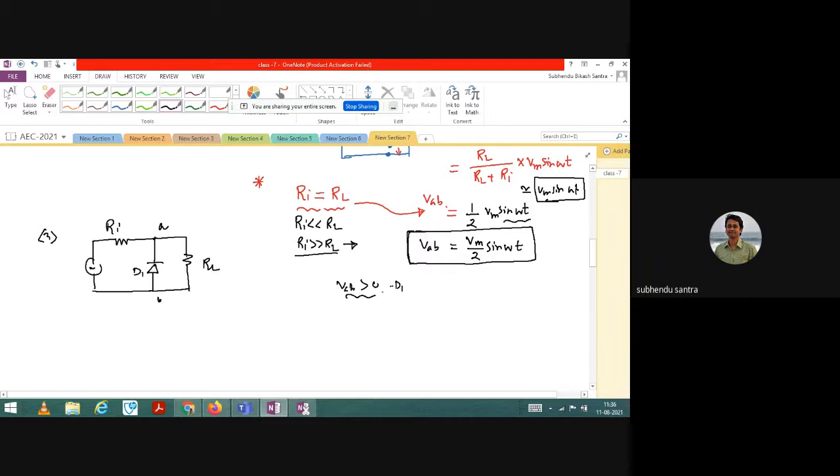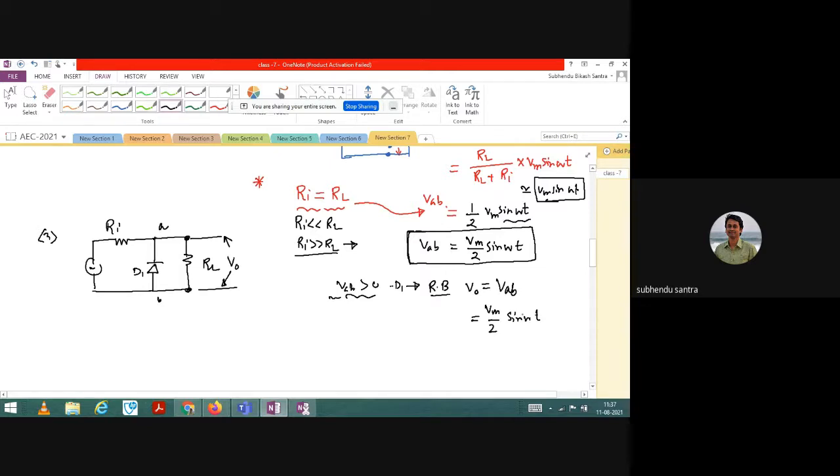Tell me, if VAB is greater than 0, D1 is what? Reverse bias. Very good. What about the output voltage V0? V0 is at this point, and I have already calculated VAB. So V0 is equal to VAB, that is Vm by 2 sin omega t.